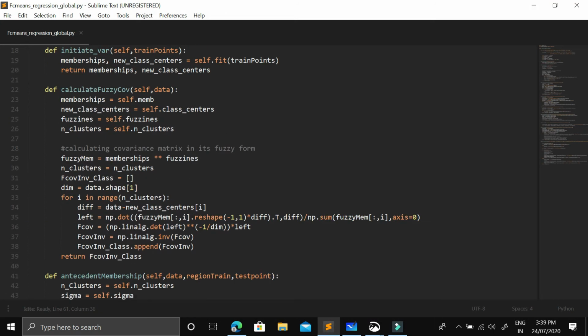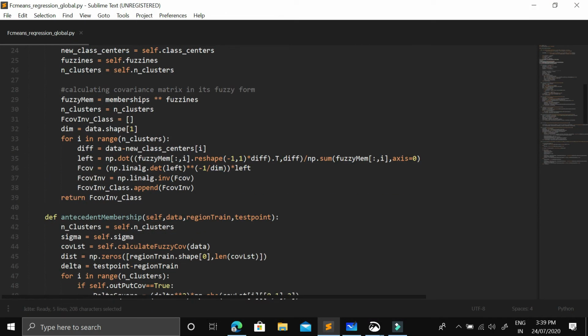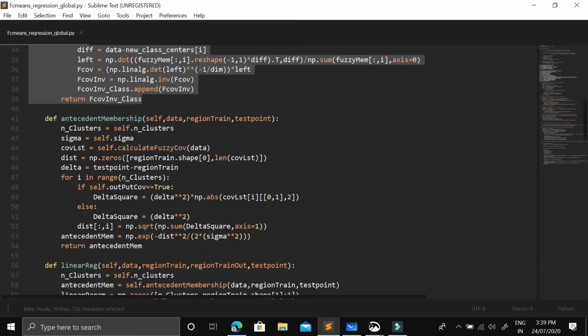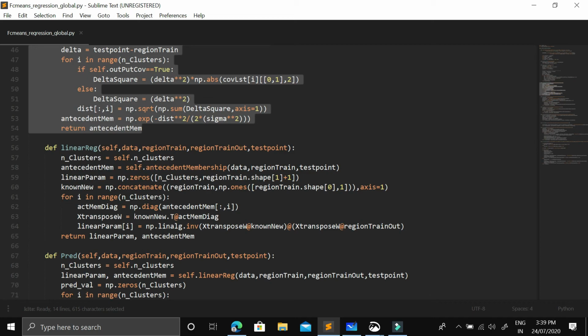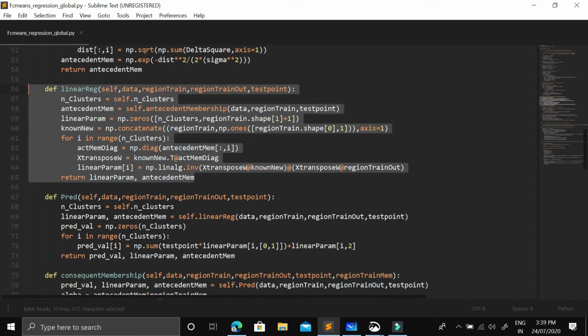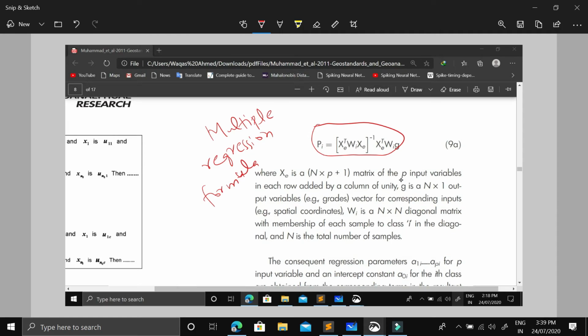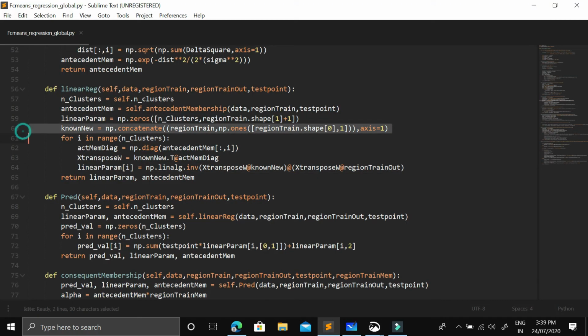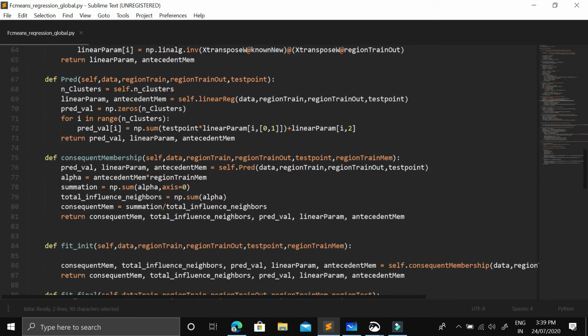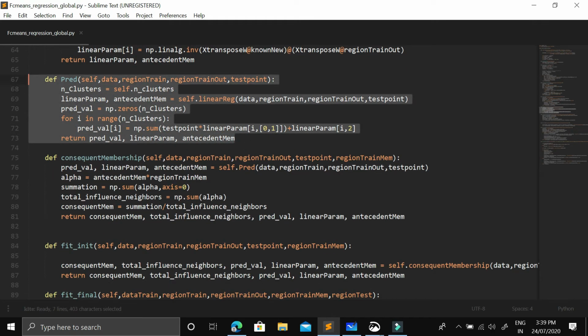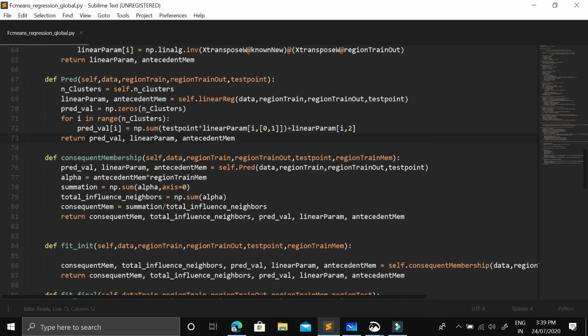After clustering, we calculate the fuzzy covariance matrix. After calculating that, we calculate the antecedent memberships. After calculating the antecedent membership, we fit the linear regression model, and we fit it using this formula. This is the formula for multiple linear regression, a closed form solution. You can find it anywhere on the internet. It's very well known. Once we have fitted the linear regression, given a test data point, we predict the class center memberships, the cluster memberships, for each test point. This is the formula for that.